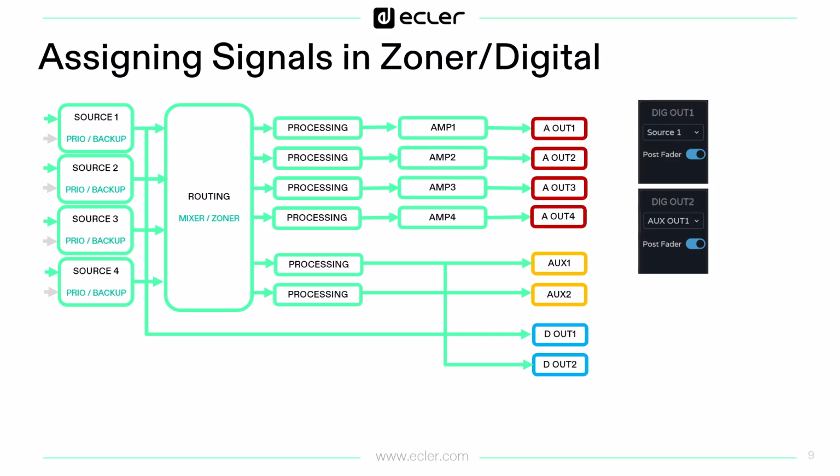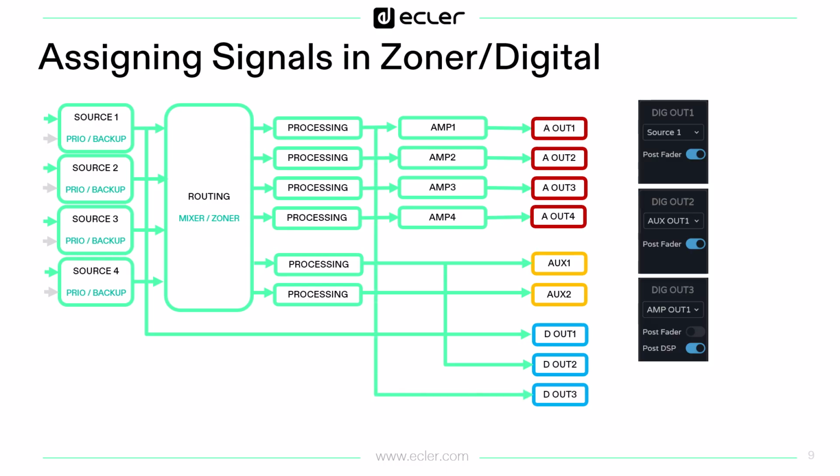In the third output, we have selected amplified output 1 as well, but pre-fader and post-DSP. This means it will have the same processing as the amplified output 1, but the level of the amplified output will not affect the digital output 3.